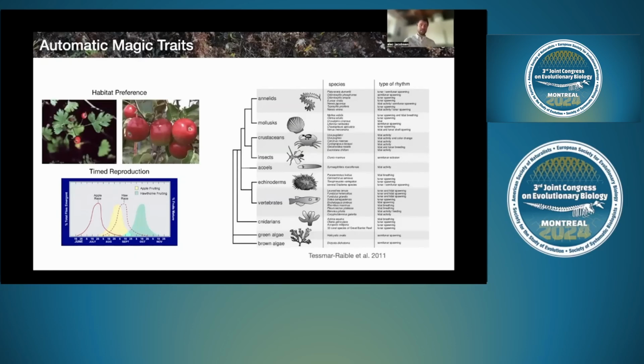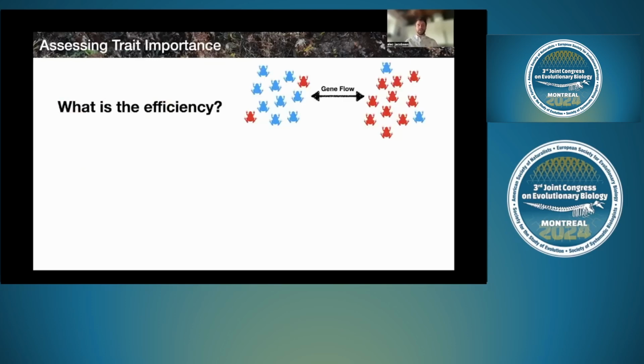So given the likelihood of these traits to result in speciation, as well as their apparent commonality, the automatic magic traits might actually be very important diversity-generating mechanisms. However, to assess their importance, it's first important to ask, what is the efficiency of a given trait? Of course, if a magic trait exists, but it isn't very good at reducing gene flow between divergent populations, then it's probably not very important for generating diversity.